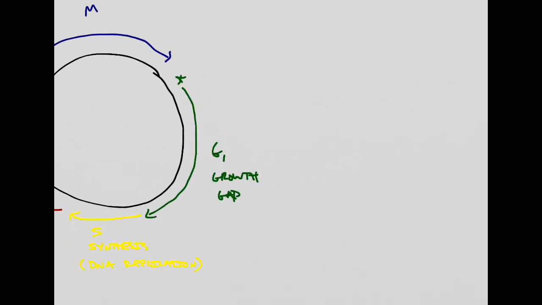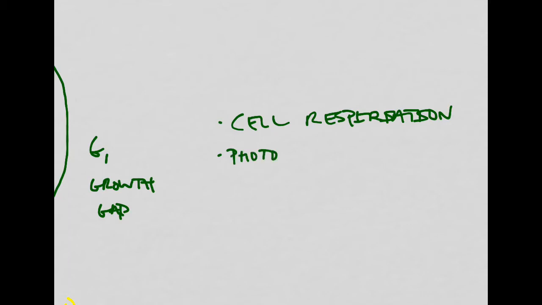Okay, so let's go back to G1, the growth or the gap phase. During this part of the cell cycle, a cell does all the normal things that it does during its cellular life. So, of course, cellular respiration is happening. During this phase, the cell is converting chemical energy to useful cellular energy. If you're a plant cell, you're undergoing photosynthesis.